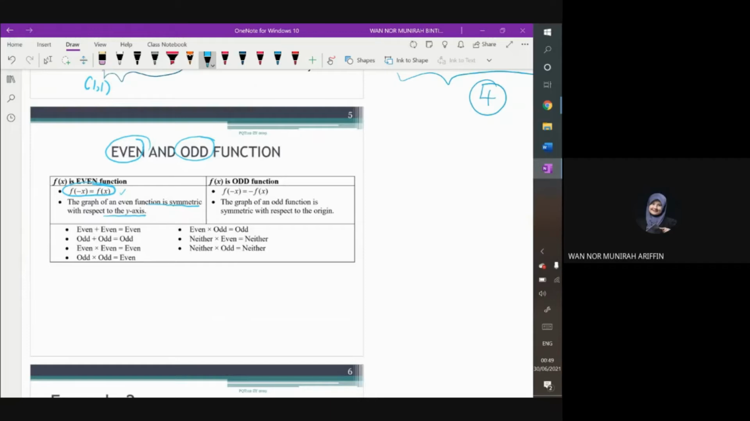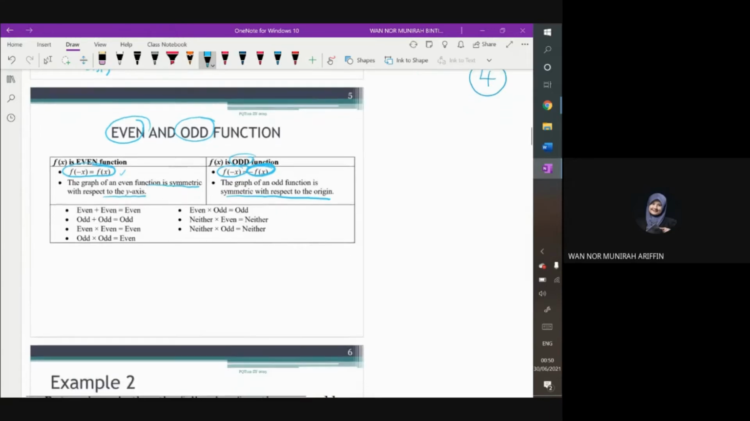The second one is about the odd function. For an odd function, you replace f(x) with f(negative x), and if you get the opposite sign of the original f(x), that is an odd function. If you sketch a graph, it is odd if the graph is symmetrical with respect to the origin.